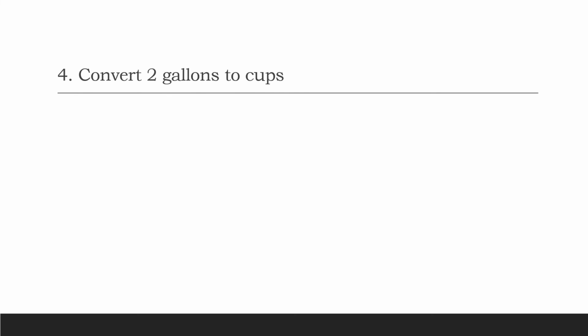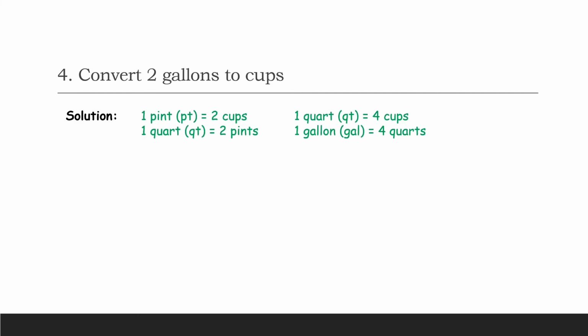Okay, so for the next number, convert 2 gallons to cups. Using these conversions, 1 pint is equivalent to 2 cups, 1 quart is equivalent to 2 pints, 1 quart is equivalent to 4 cups, and 1 gallon is equivalent to 4 quarts. So let us solve this number 4.